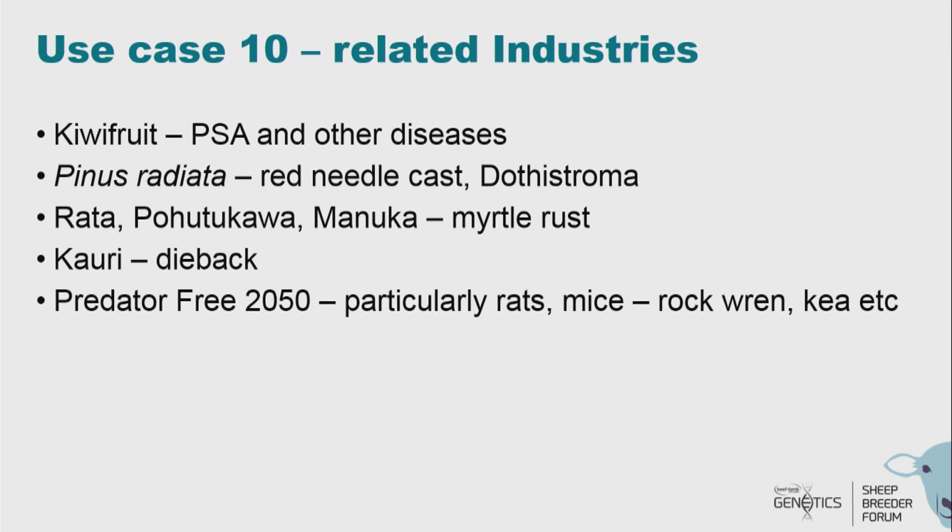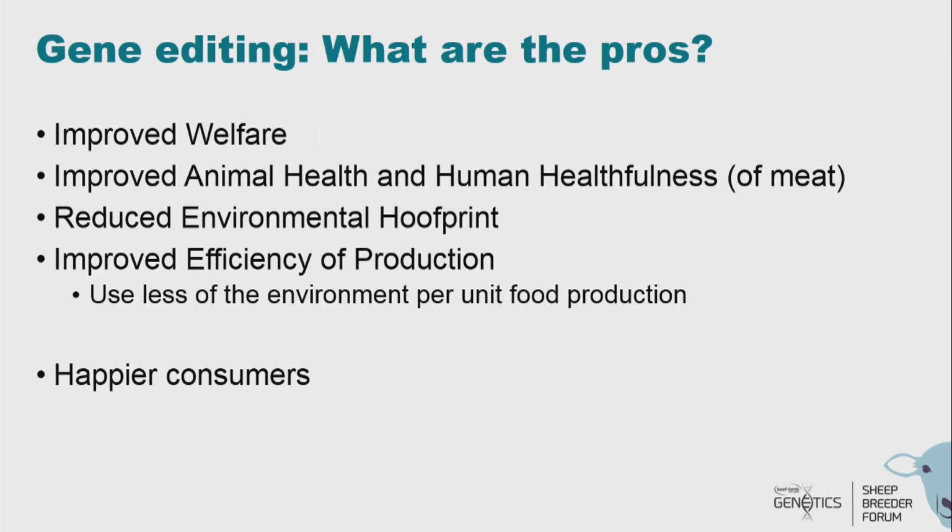You probably heard about issues with the rata, Pahudakawa and Manuka. Rata have been taken out on Raoul Island from the myrtle rust, so the southern rata is probably going to be badly affected by myrtle rust, and if we didn't do something like gene editing, we might lose those from a lot of our areas.